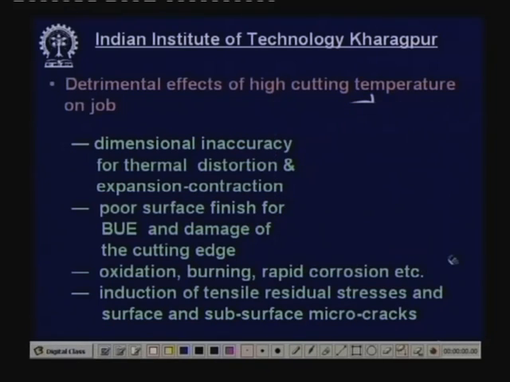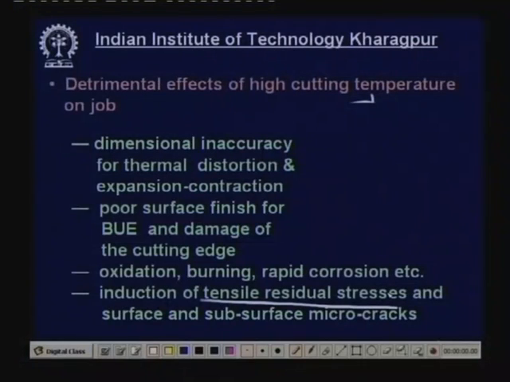What else can it do? The high cutting temperature on the workpiece causes oxidation, burning, rapid corrosion, etc. These all spoil the surface integrity of the product. Induction of tensile residual stresses and surface and subsurface micro cracks. What happens? Due to high temperature at the cutting zone, some residual stress develops, and you know that the residual stress that is induced by heat or temperature is tensile in nature, and tensile kind of residual stress is very harmful.